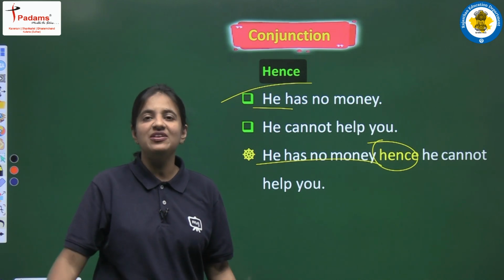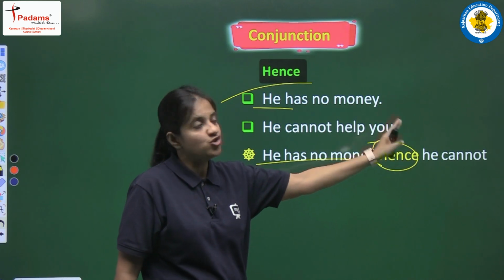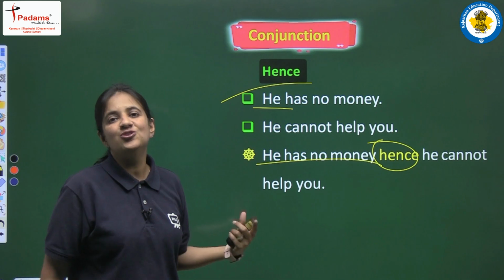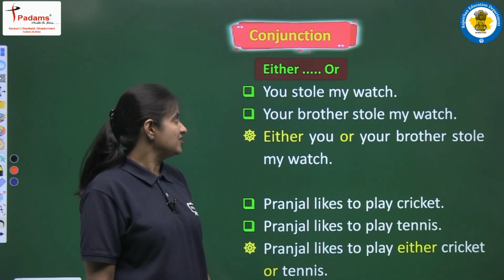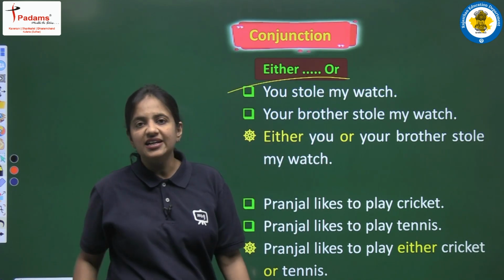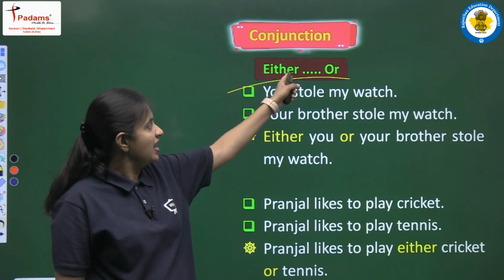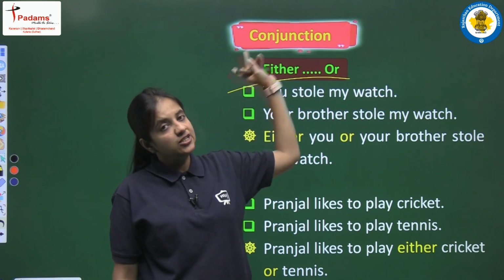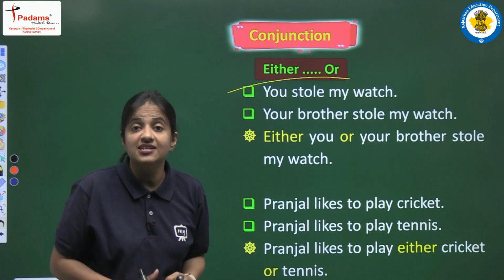Okay, so in this manner we can use the conjunction. In this manner we can write hence and we can join two sentences into one sentence. Okay, so yes, it is also used to show the result of something. Next we are having our new conjunction here. So now we will talk about either or. Okay, so in this conjunction we are having two words. We are having either and we are having or. So these two words are used together in a sentence. These two words are used together as a conjunction.